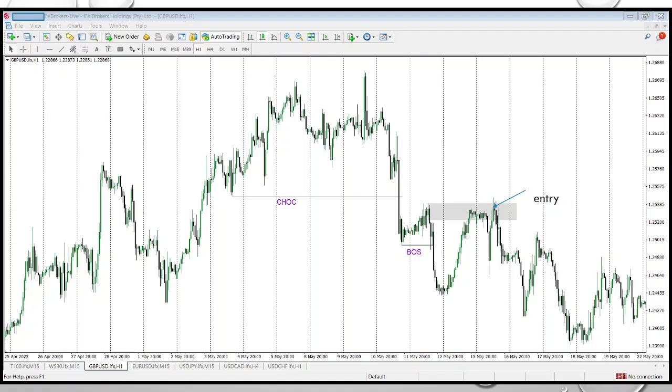On the 11th of May, we can clearly see that there was a last up candle before the down move. Then the market retraced into it. That's when we had our sell entry positions. That, ladies and gentlemen, is an example of a bearish order block.